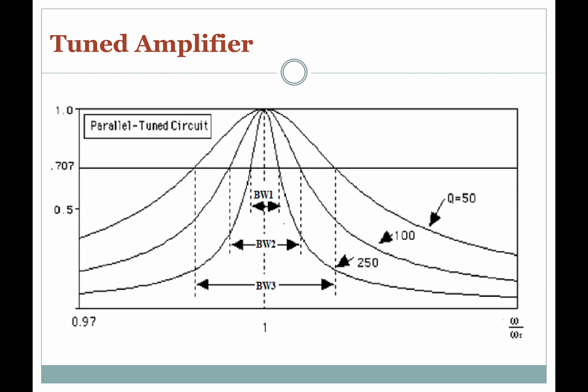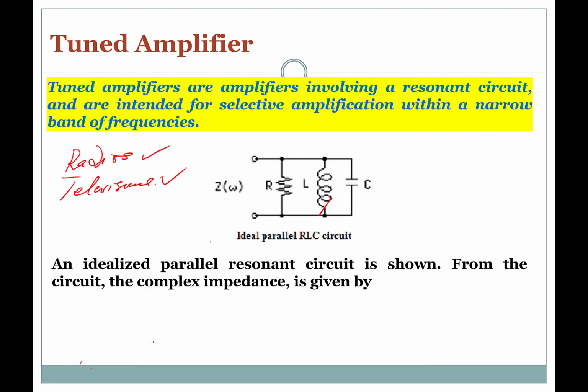So the smaller the bandwidth, the better the circuit is able to reject frequencies outside the center frequency. The quality factor is therefore a measure of the selectivity of the amplifier. If you remember, tuned amplifiers are amplifiers involving a resonance circuit and are intended for selective amplification within a narrow band of frequencies. So that is the tuned amplifier for you.